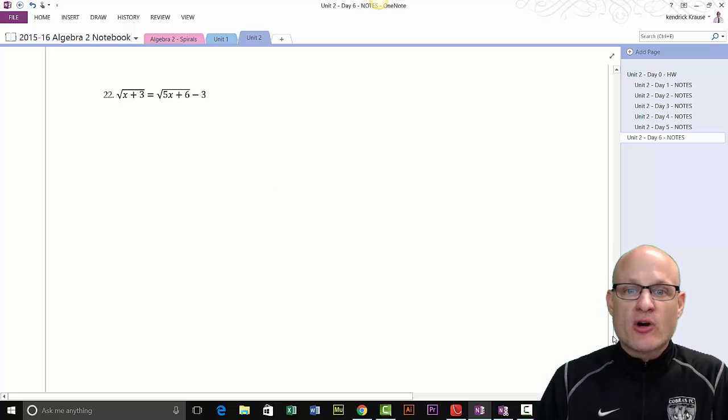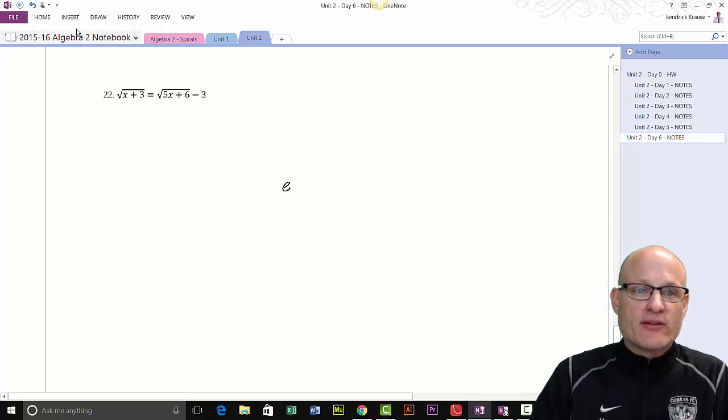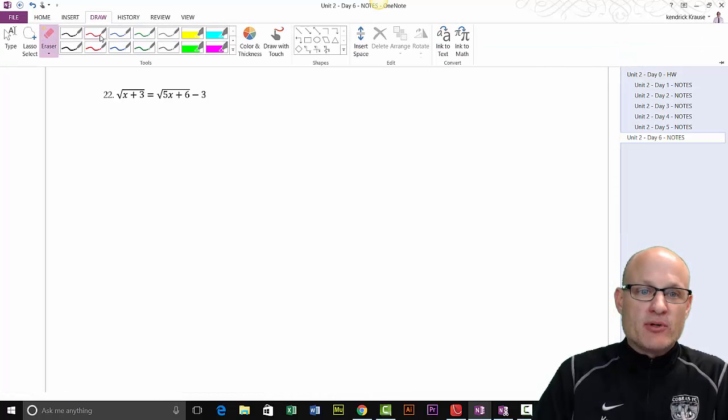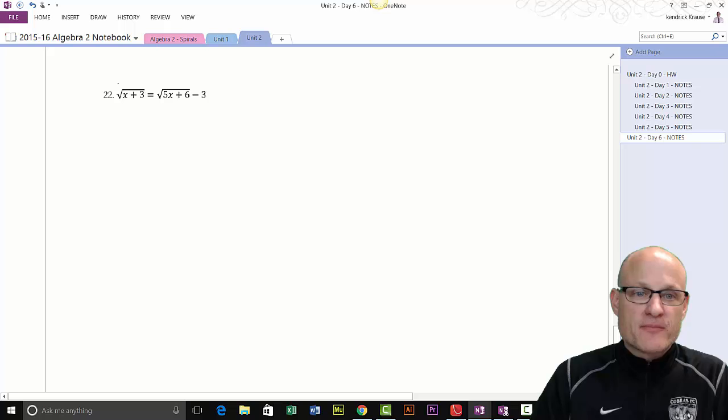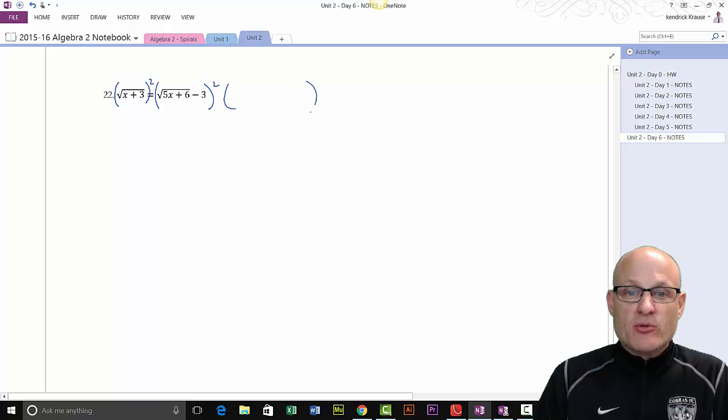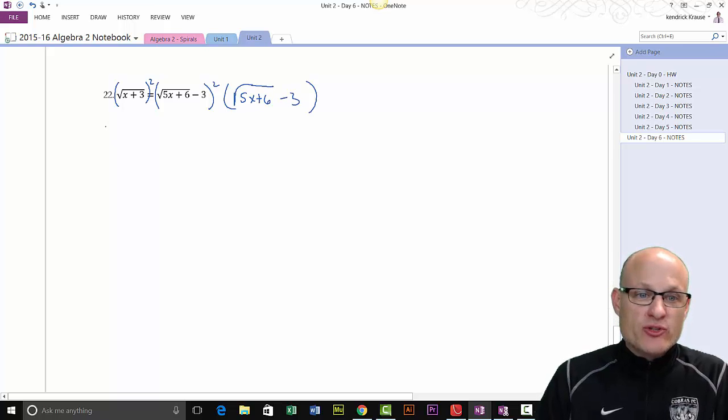So let's see. We already got a radical on both sides. I don't want that there because I gotta have a clean sheet of paper. Let's use blue for its happy colors. And we're going to square both sides. Last problem of the day, though. Which means we got to double distribute here. Square root of 5x plus 6 minus 3. On the left side, we just get x plus 3.